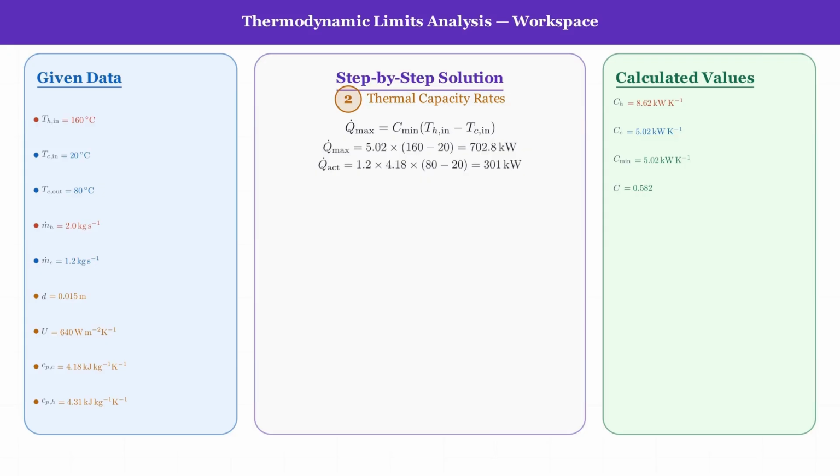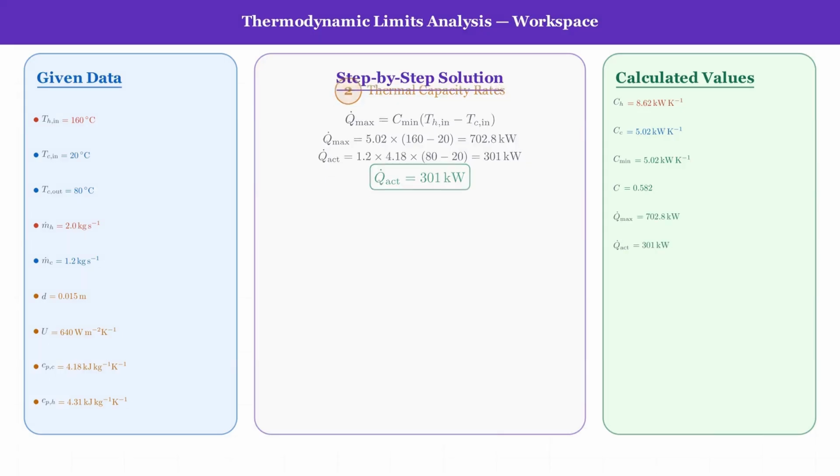The actual heat transfer rate is what the exchanger is designed to deliver, computed from the cold stream energy balance using its known inlet and outlet temperatures, 1.2 times 4.18 times the quantity 80 minus 20. Q dot actual equals 301 kilowatts. The heat exchanger delivers 301 kilowatts of the 702.8 kilowatts theoretically available. The ratio of these 2 numbers is the effectiveness, and that is exactly what we compute next.